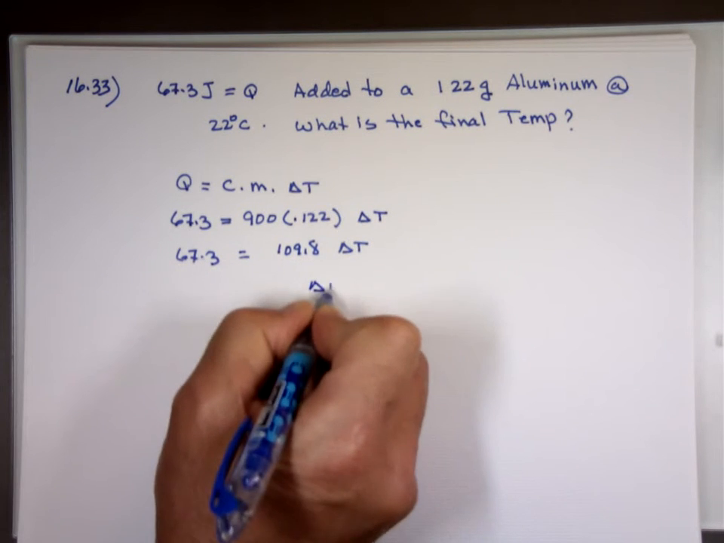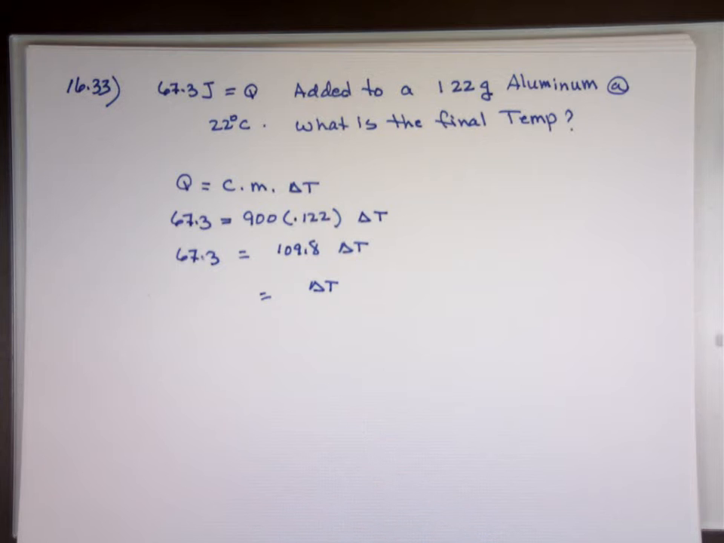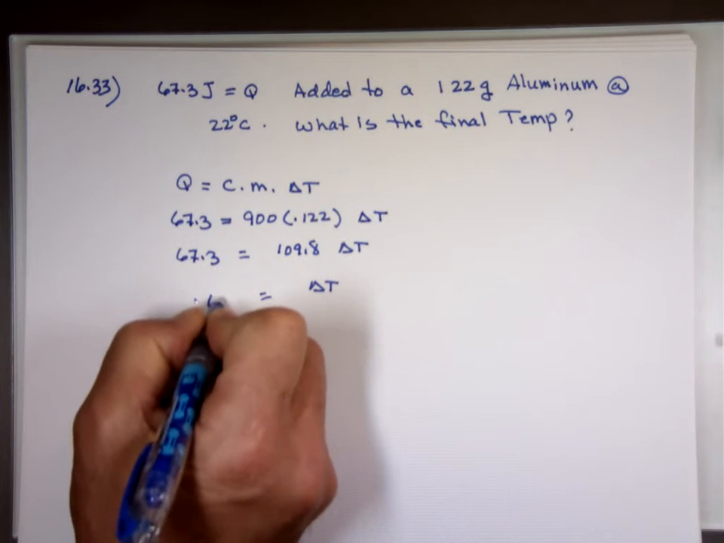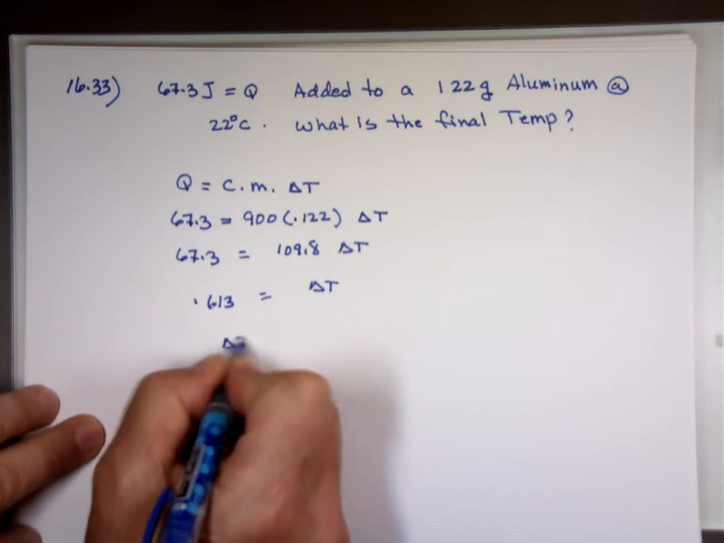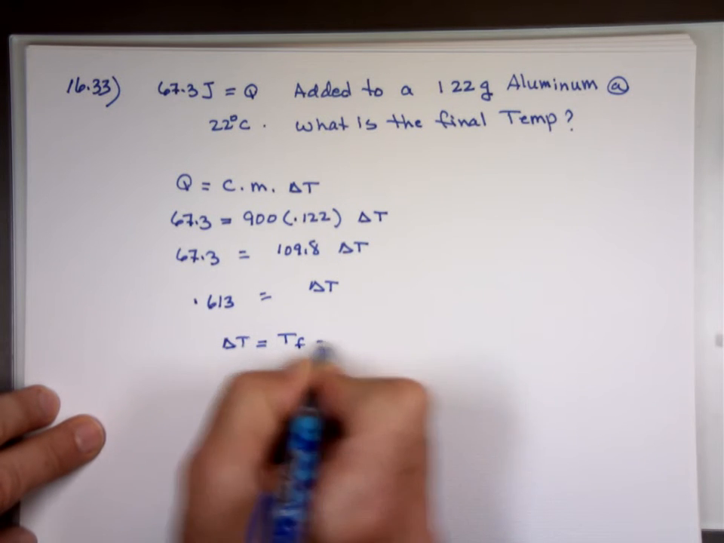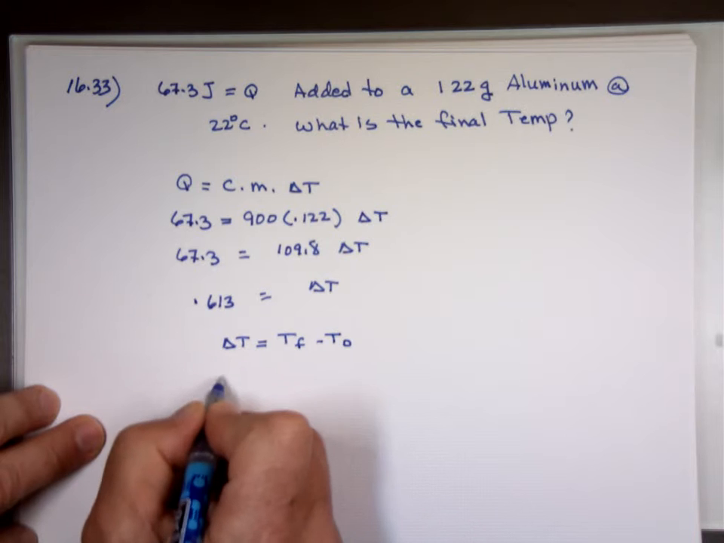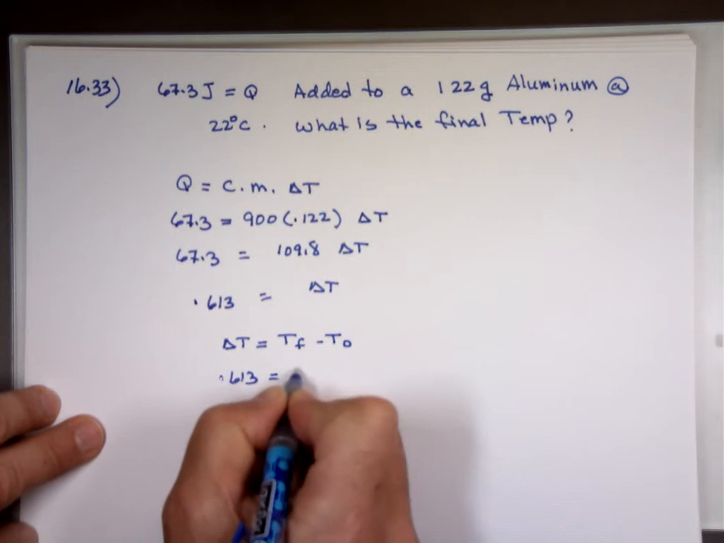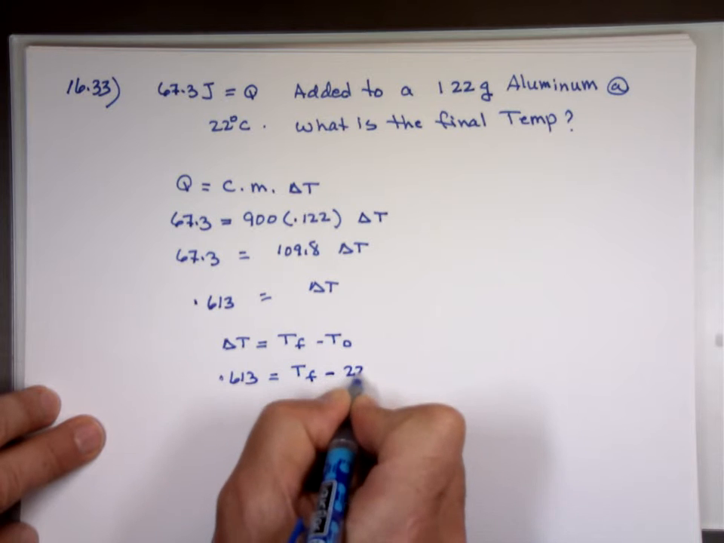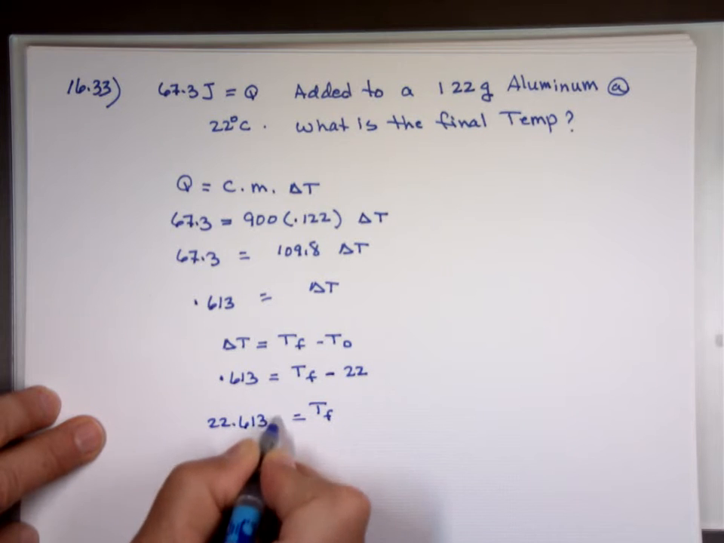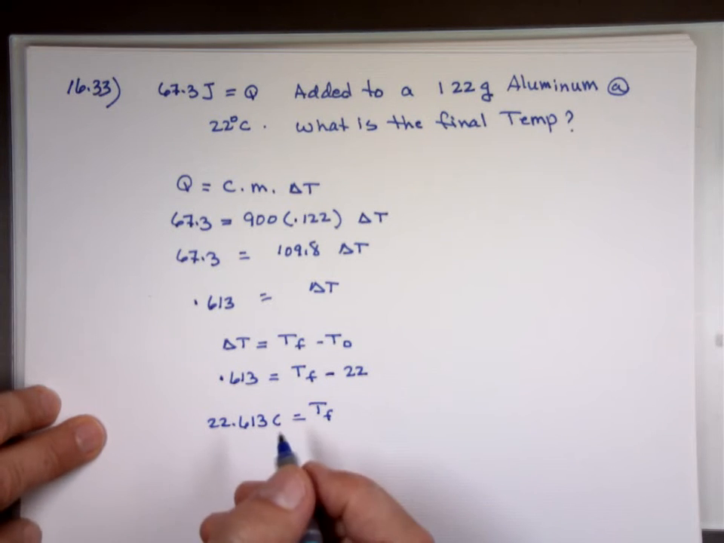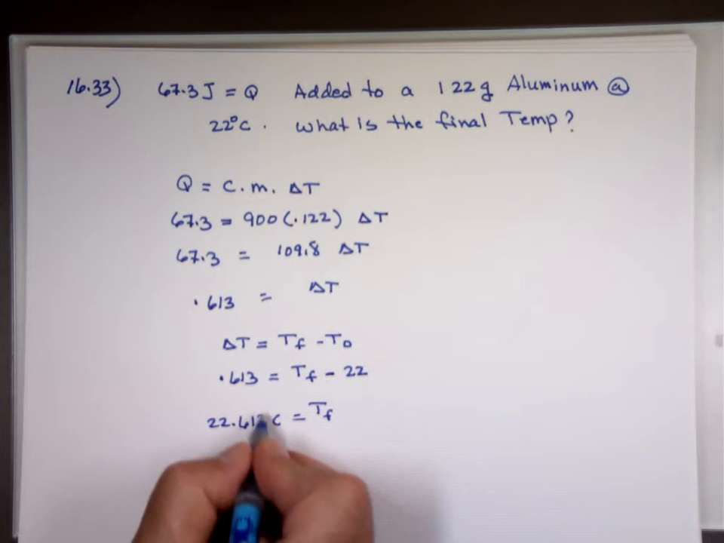What's the change in temperature? 67.3 divided by 109.8 is 0.613 degrees Celsius. So the change in temperature equals T final minus T initial. The change in temperature, 0.613, equals T final, which I'm looking for, minus the initial, which is 22 degrees. T final has to be 22.613 degrees Celsius, I'm sorry, Celsius, because that was Celsius here.